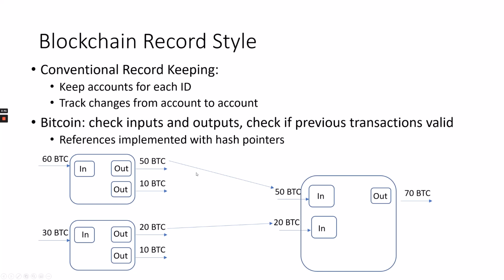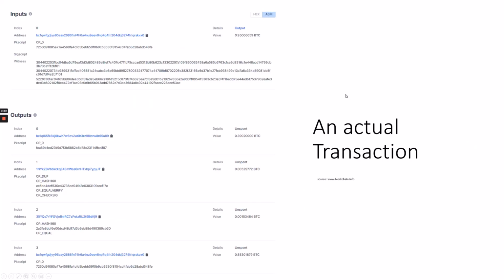So we have these references implemented through hash pointers in the blockchain. So what we'd basically do is reference these previous outputs, use them as inputs, and then again make new outputs. Notice that the number of inputs is variable, as is the number of outputs. So you have two outputs each here, but one input here, and you have several inputs here and one output here. Now, let's take a look at an actual transaction.